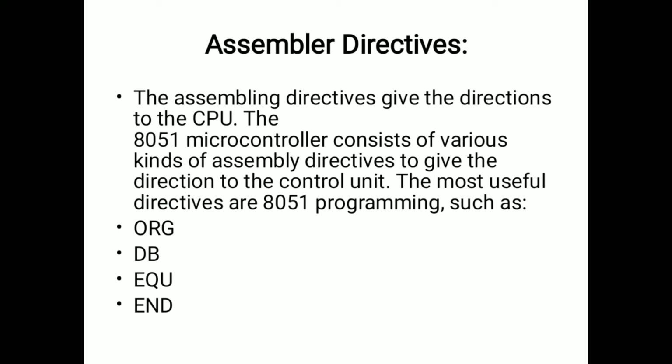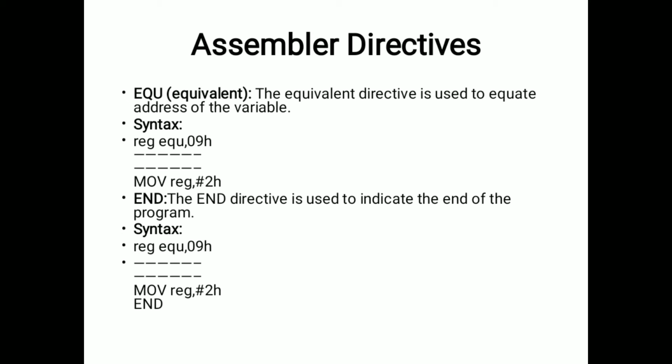Let us see some examples of assembler directives. First is EQU, that is equivalent. The equivalent directive is used to equate the address of a variable. For example, we write here register EQU 09H, which means the value of register will be equal to 09H. So any register will be having value 09H. So it is equating, or telling the equal value.